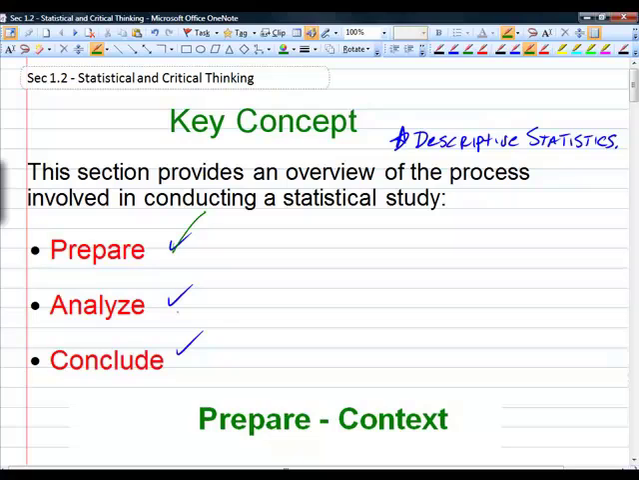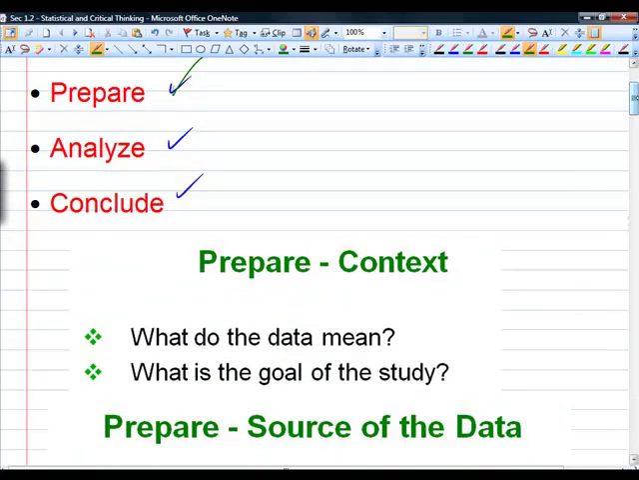And after you prepare your data, understand the context, know where it's coming from, understand how it's collected, then you're ready to analyze the data. That is, you want to perform some statistical tests to see what the description is, the population distribution, what does it look like, and then you'll form a conclusion.